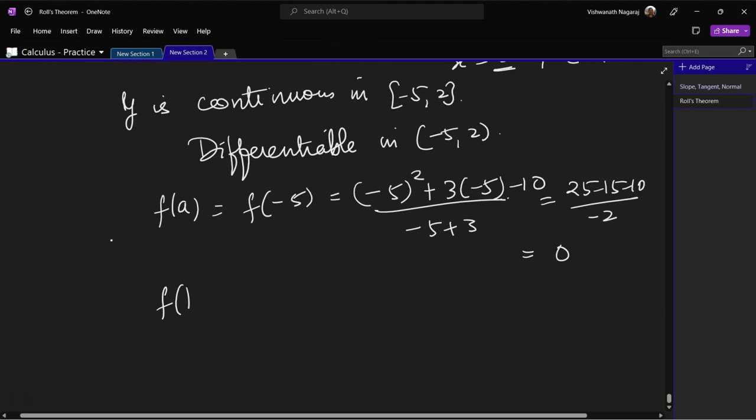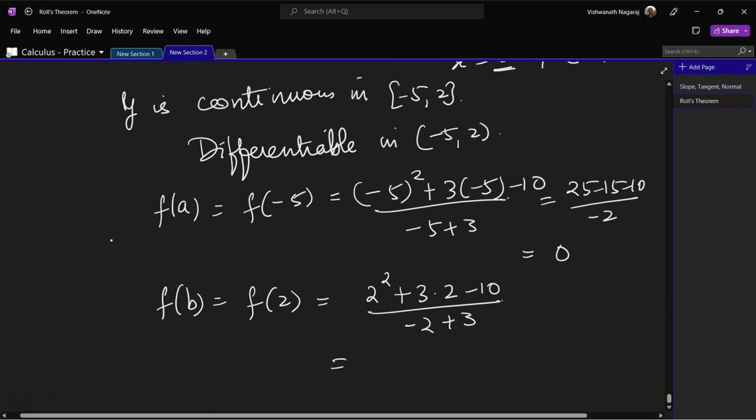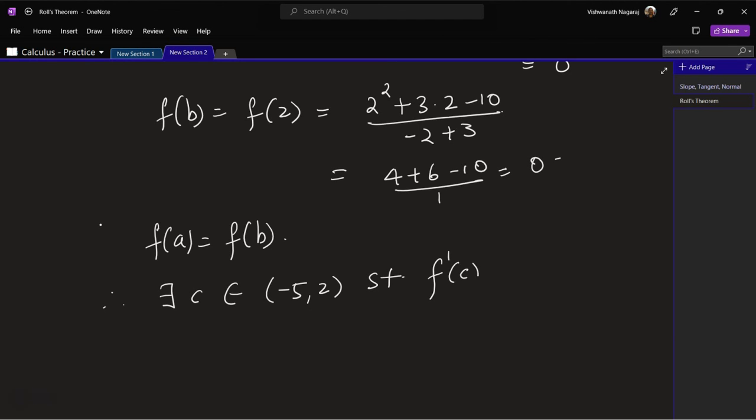Okay. Similarly, f of b is equal to f of 2, which is equal to 2 square plus 3 times 2 minus 10 divided by minus 2 plus 3, which gives us 4 plus 6 minus 10 by 1, which is 0. So as we have seen, f of a is equal to f of b. Therefore, there exists c belonging to the interval minus 5 comma 2, such that f prime of c is equal to 0.